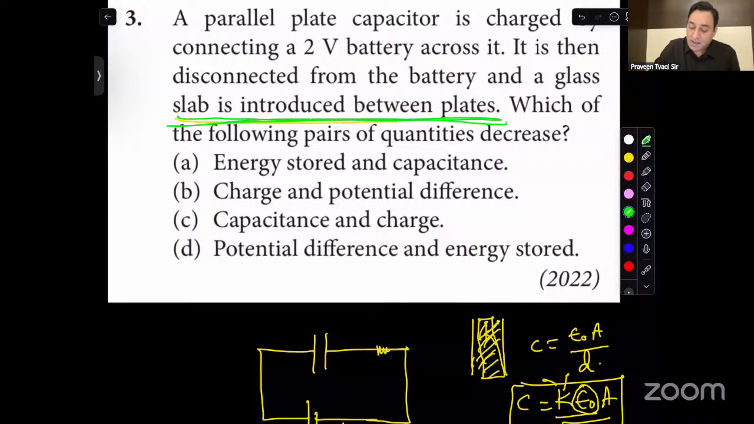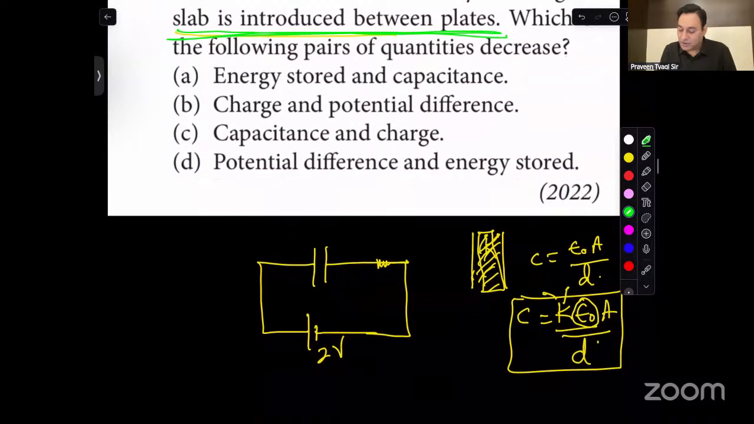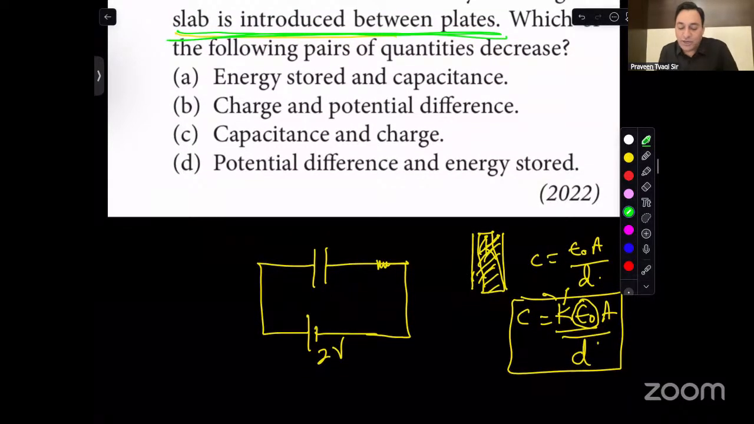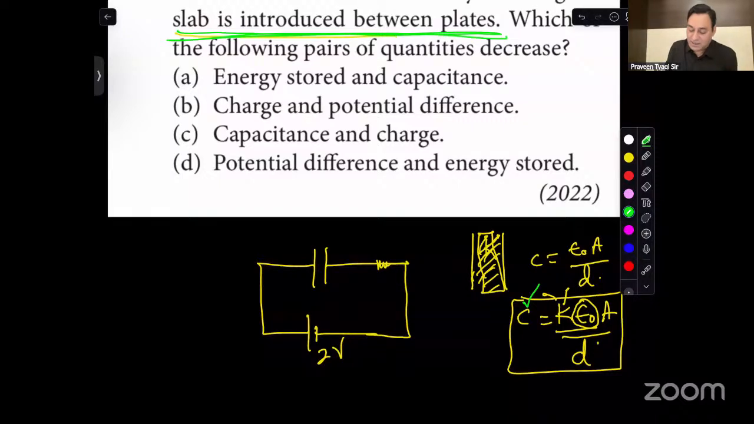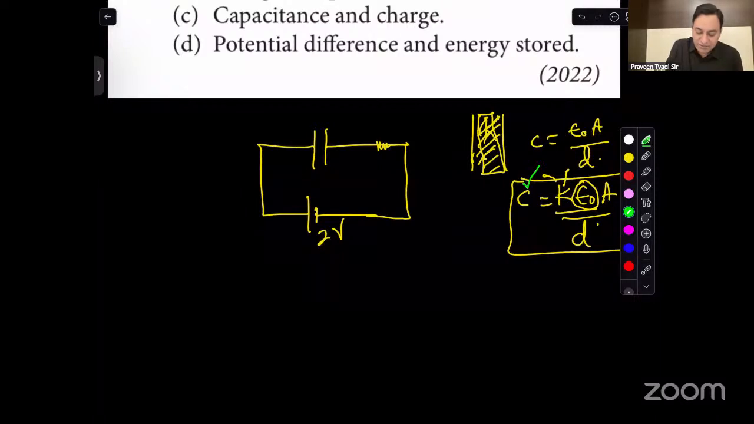So a glass slab is introduced between the plates. Which of the following quantities decrease? So capacitance increases, energy stored and capacitance. Obviously, capacitance will increase, and let's see. What is energy stored in a capacitor? Energy stored in a capacitor is Q square by 2C or half CV square.